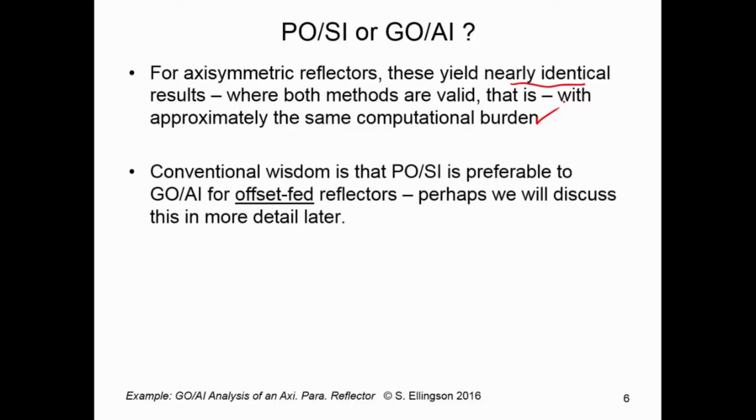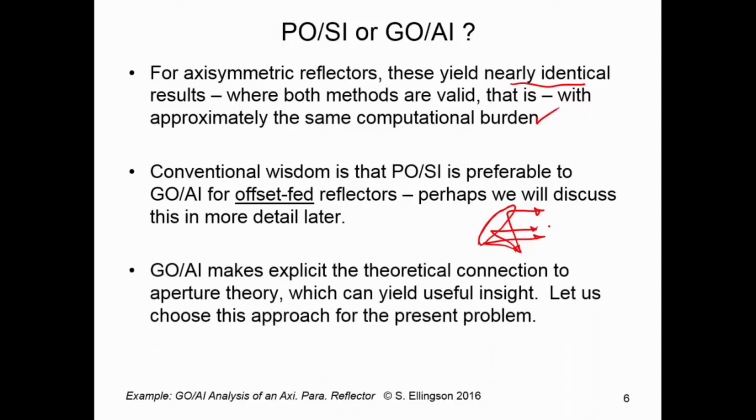Conventional wisdom is that physical optics surface integration is preferable to GO aperture integration for offset-fed reflectors. So this is this class of reflectors in which the paraboloidal section is not axisymmetric and the feed is down here somewhere. So you have rays that look like this. Now the reason why this is so is not entirely rigorous. It's based on some experience, and perhaps we'll discuss this in more detail later.